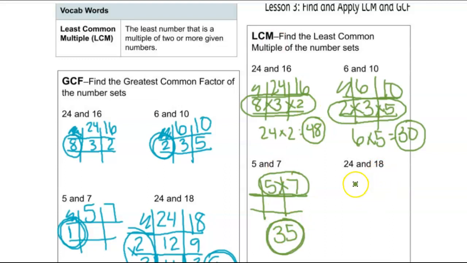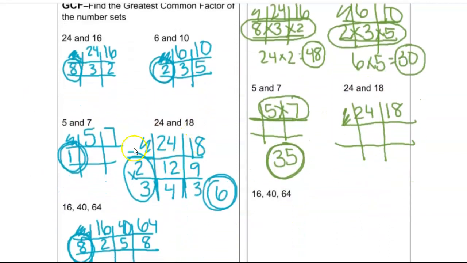Okay, next. I have 24 and 18. And I'm going to show you what you do if you don't pick the largest number out, because sometimes we don't do that. And that's exactly what I did over on this side with our greatest common factor. So I'm going to take my numbers over. If the only number I can see is 2 to start off with, I'm going to start with the 2. 2 times 12 is 24. 2 times 9 is 18. And with my 12 and my 9, I can still take a 3 out. 3 times 4 is 12. 3 times 3 is 9.